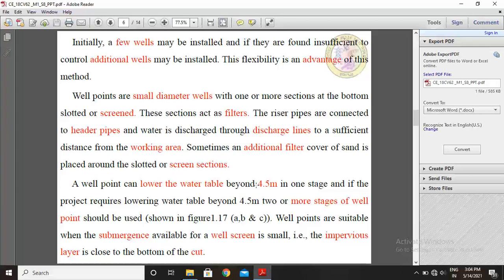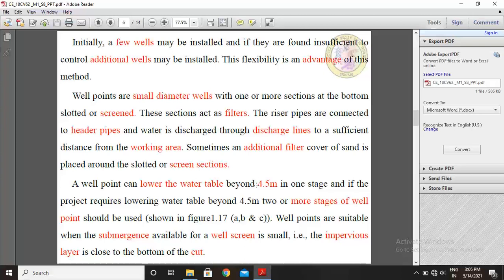Initially, a few wells may be installed, and if they are found insufficient to control, additional wells may be installed. This flexibility is an advantage of these methods.